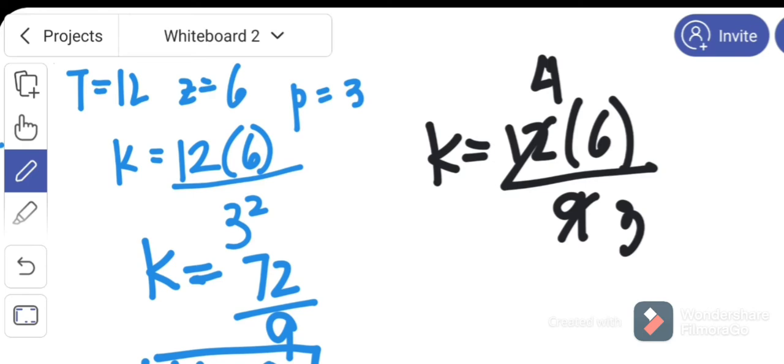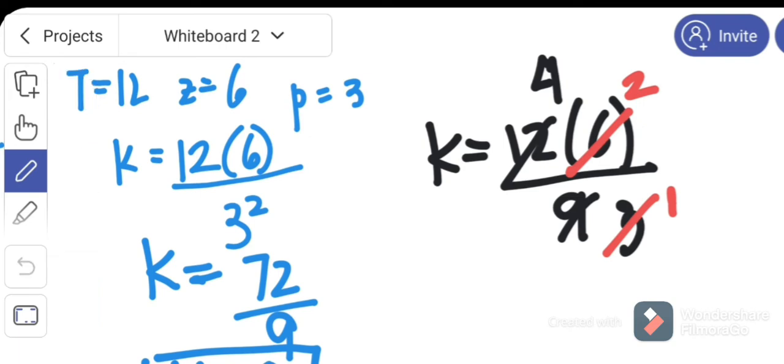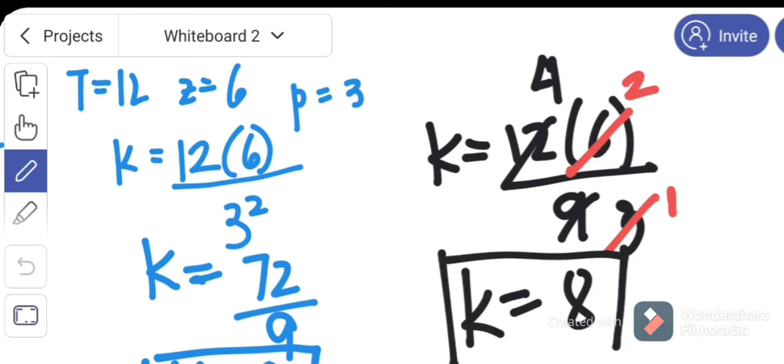Then we can also cancel 3 and 6. 6 divided by 3 is 2, and 3 divided by 3 is 1. Now, what do we have for our value of K? Multiply the numerators: 4 times 2 is 8, over 1 is just the same, 8. These are two solutions, two ways of solving, and still you get the same answer.